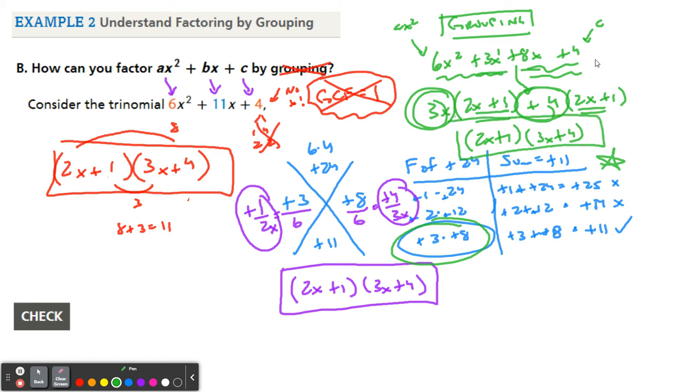So here are three ways. Guess and check in red, probably not going to be used. X method in blue and purple, probably going to be used. That's the way I'll demonstrate. And then the grouping method in green, which if you're good with common factors, that might be an option too.